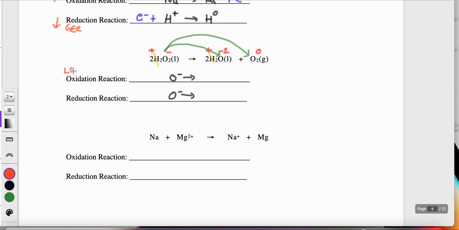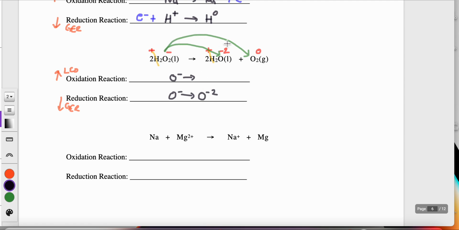Oxidation is LEO, lose electrons, lose negative charge, so your oxidation number becomes more positive, goes up the ladder. Reduction means gain electrons, gain negative charge, so your oxidation state is going to reduce to a lower value. So -1 to a -2 is going down the ladder. So that's our reduction.